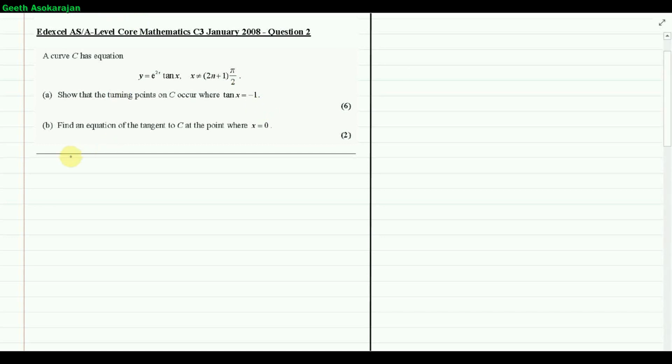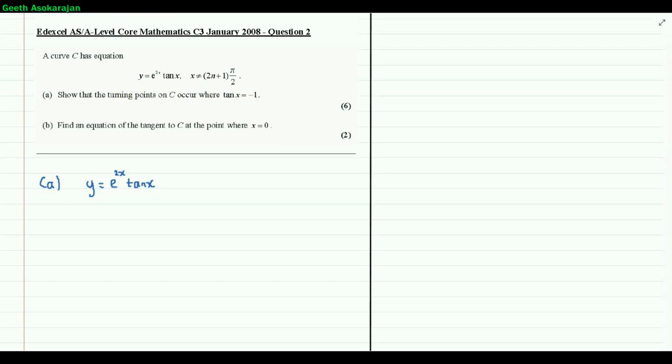Let me pick up my favorite color, blue. So in part A, the curve equation is y equals e to the power 2x multiplied by tan x. Now we need to apply the product rule to differentiate. Let me explain the reasoning. We need to show that the turning points on this curve C occur where tan x equals -1.